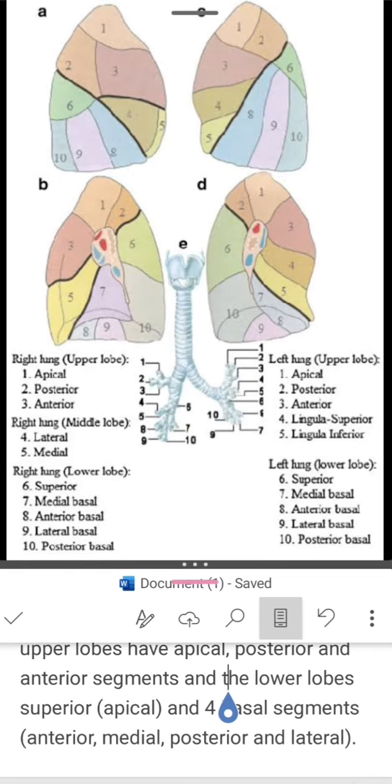So bronchopulmonary segmental anatomy is important if you need to learn about postural drainage, or sometimes in short questions the bronchopulmonary segment question is asked directly.